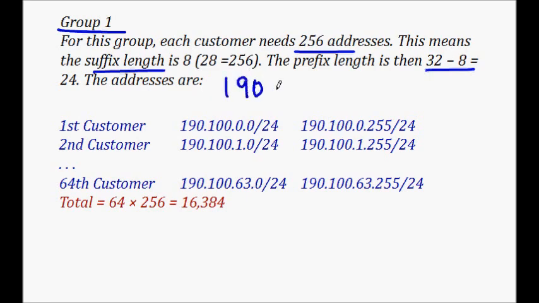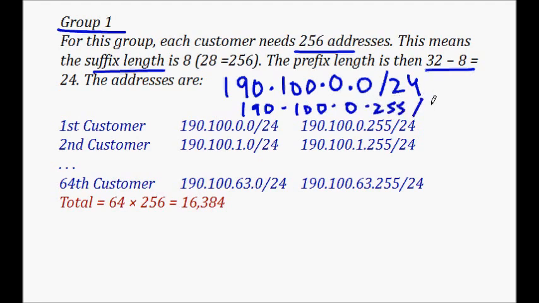Now our starting location was 190.100.0.0/16. Now I can divide it into subnetworks, so I start with /24. This is my first customer's first address. Then what will be his last address? He has 256 computers, so it will be 0, 1, 2, 3 till 255. So the last address is 190.100.0.255/24.